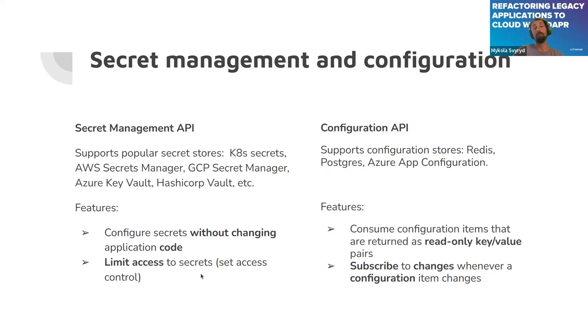A couple of words about the secret management APIs and configuration APIs. Regarding secret management, it supports major secret providers like AWS Secrets Manager, Google Cloud Secret Manager, and Azure Key Vault. Here the feature is that you configure secrets without changing application code. You just need to use the Dapr SDK. You can limit access to the secret, so you may configure in the properties who can access which secret. And the configuration APIs are similar to the state management, with a single difference that it allows only reading values, not writing.